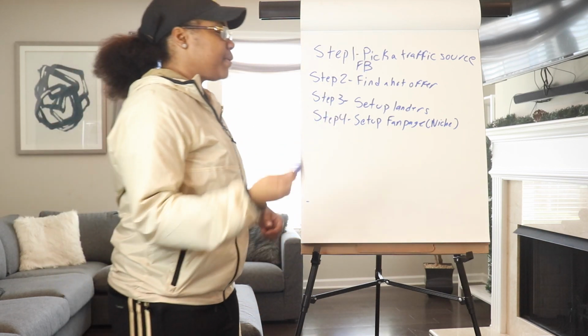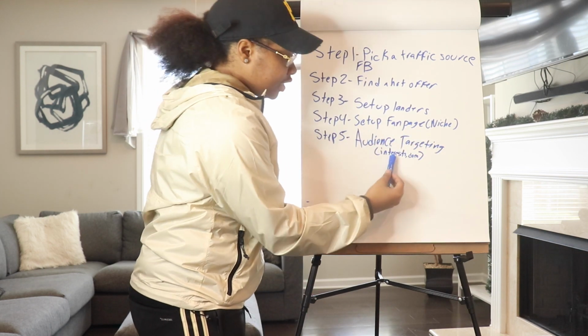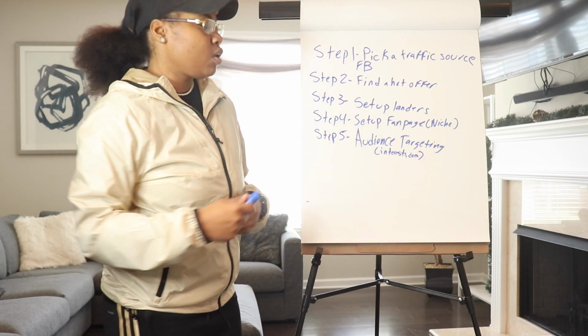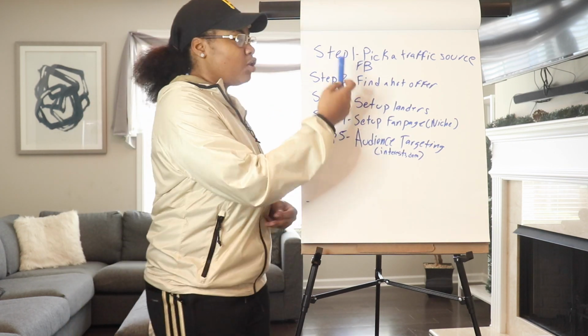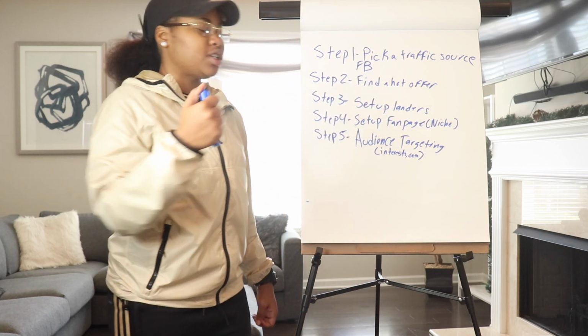All right, so the next step is step five, audience targeting. Audience targeting basically consists of your interests and your demographics. All right, so what you want to basically do is figure out the age ranges of who you need to be talking to. Is this an offer for females? Is this an offer for males? You have to basically determine that with your offer. So it's going to take some research. You may need to go into Audience Insights.